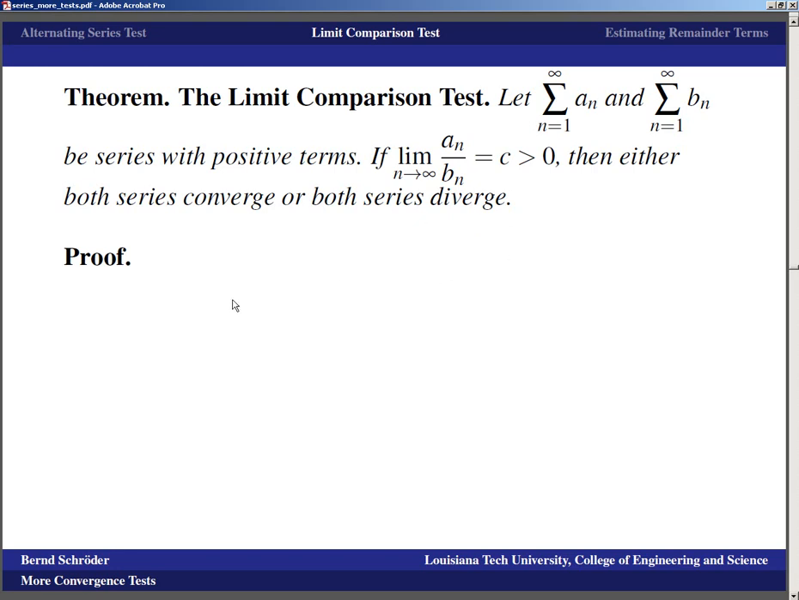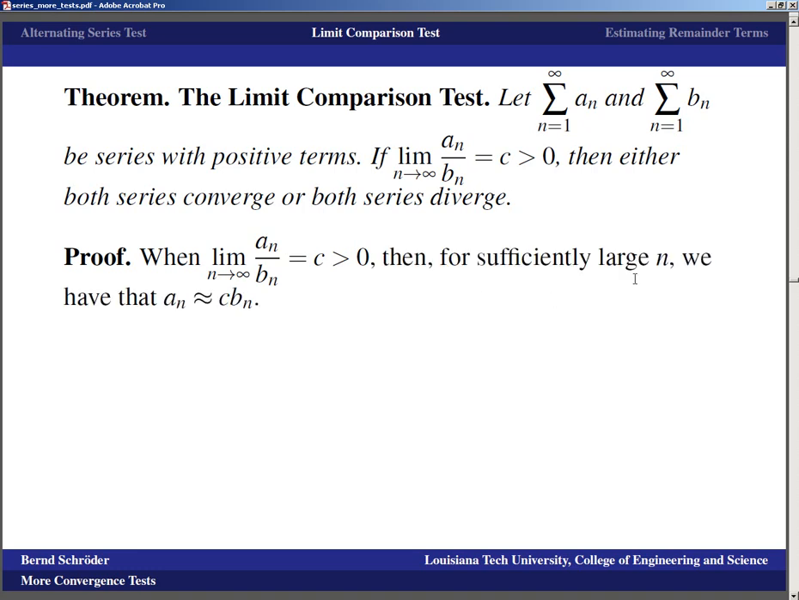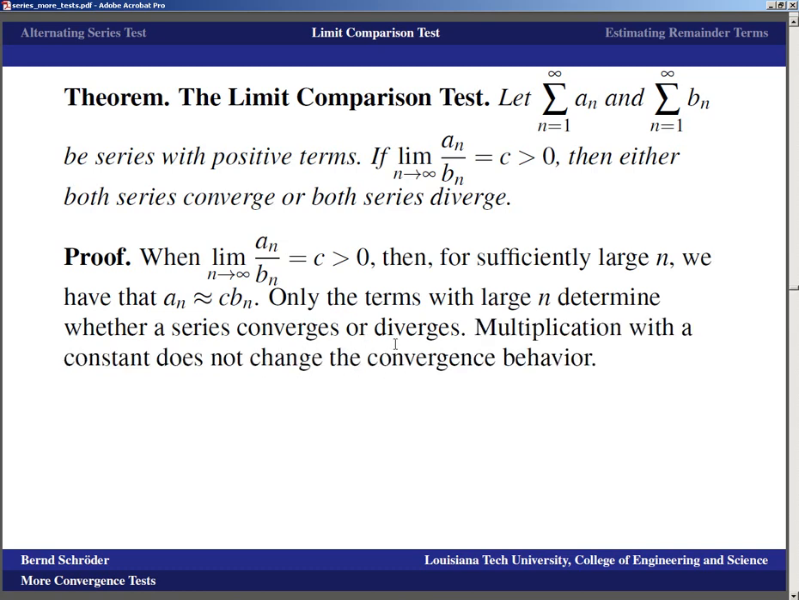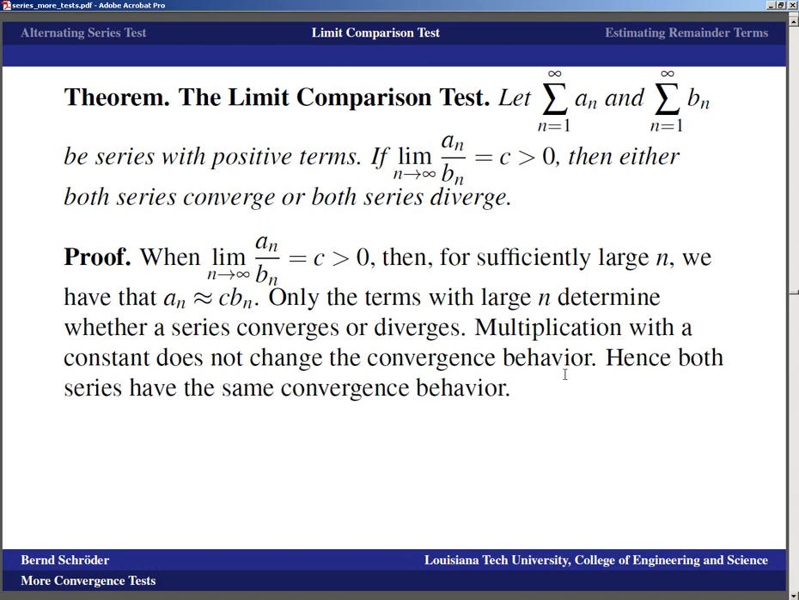But other than that, the proof isn't too bad, because when the limit of the quotient is a constant that is greater than 0, then for sufficiently large n, we have that a_n is approximately equal to c times b_n. And because only the terms with large n determine whether a series converges or diverges, and because multiplication with a constant does not change the convergence behavior, both series have the same convergence behavior, because basically the sums of their tail ends are just constant multiples of each other.